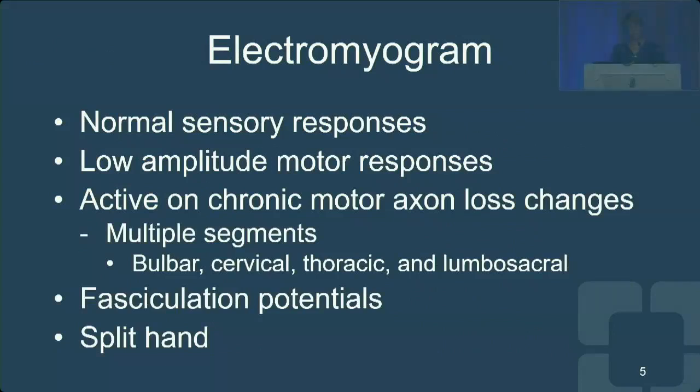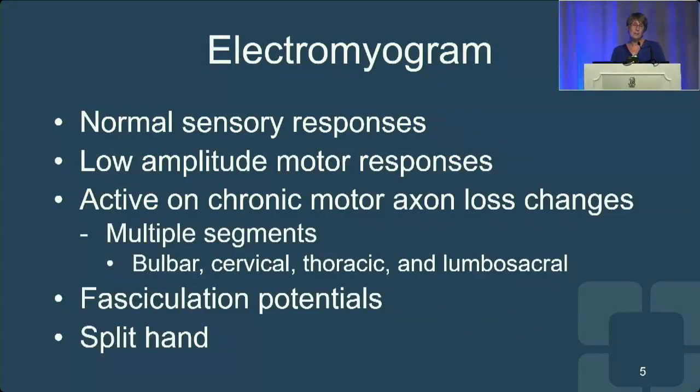And I think most of us as a first step would send these folks for an EMG. What we would anticipate seeing on the EMG is that the sensory responses are going to be normal. The motor responses will often be low, not always, depending on what body parts are affected or not. And then on needle examination, we're looking for active and chronic motor axon loss changes.